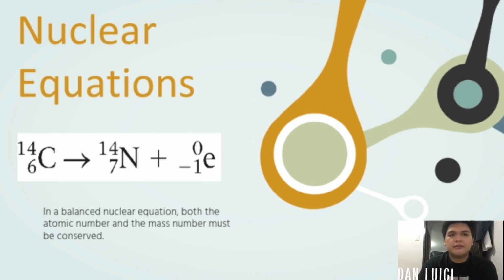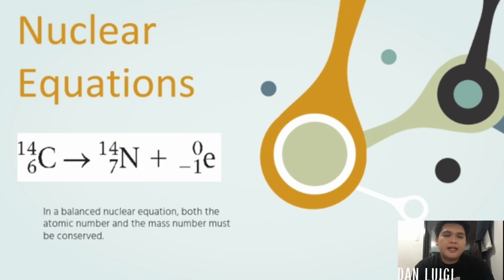If this carbon is added by 1, the next one in the periodic table is nitrogen. The atomic number of nitrogen is 7. Then when we divide 14 by 7, it equals 2. Now, when we multiply 7 times 2, it equals 14. So it is equally distributed and added by the electron, the negative 1 of 0.